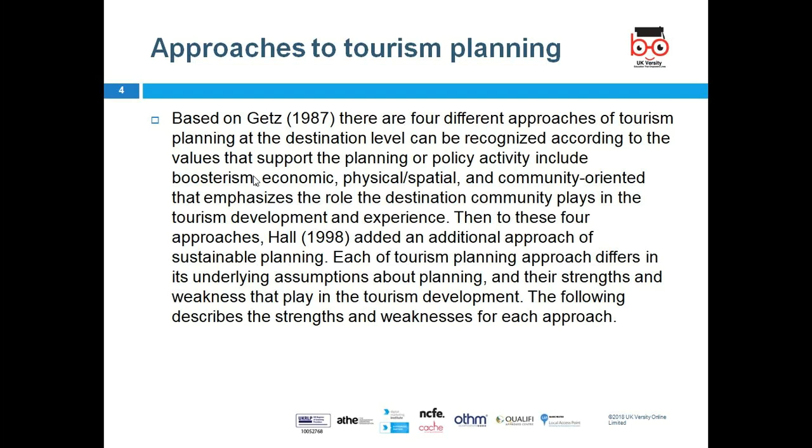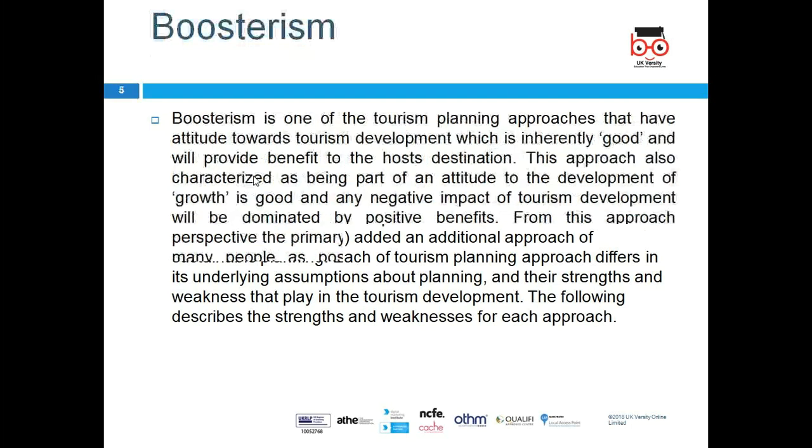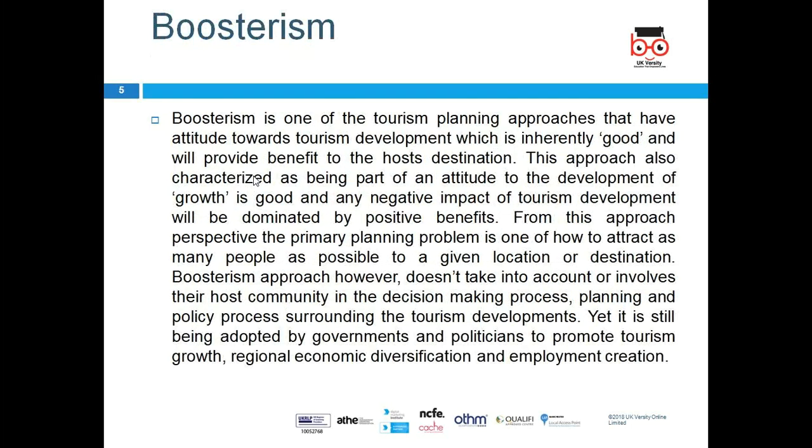So those are the four approaches, and an additional approach, sustainable planning. Tourism planning approaches differ in the underlying assumptions of the planning. So we need to look at the strengths and weaknesses in tourism development. The following describes the different approaches we can look at. Yes, boost tourism is one of the tourism planning approaches.